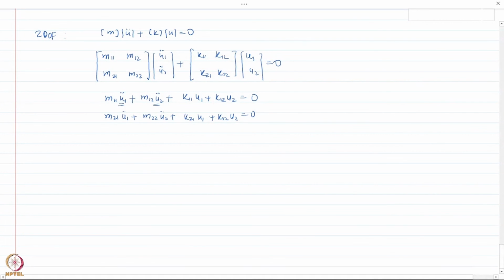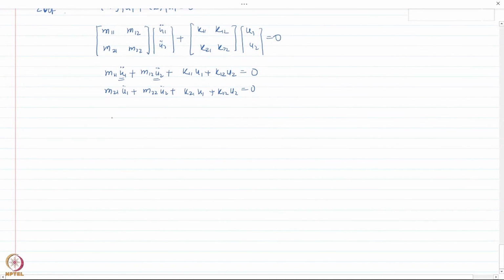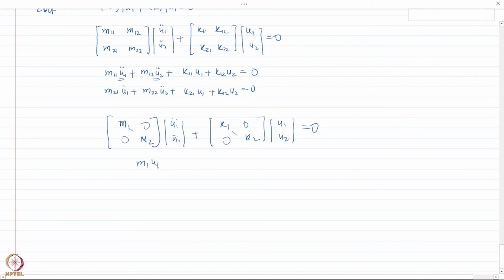But just imagine, if I have diagonal matrices which only have diagonal elements, and then u1, u2. So let us say this is m1 here and this is m2, and this is k1 here and this is k2. So no off diagonal terms. Now, if the mass matrix and the stiffness matrix are diagonal matrices, then what do I basically get? m1 u1 double dot plus k1 u1 equal to 0, m2 u2 double dot plus k2 u2 equal to 0. And now the equations are uncoupled, right?